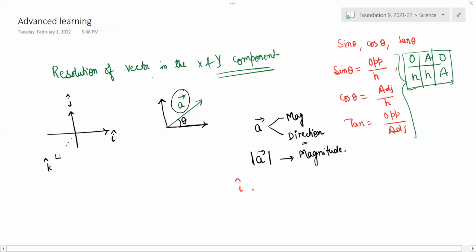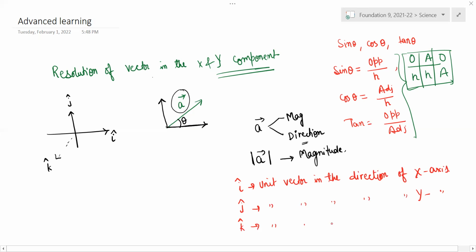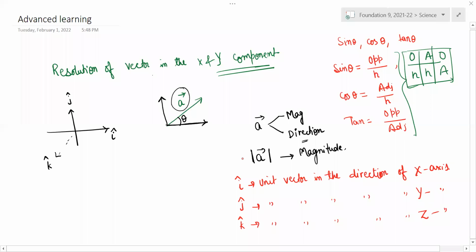i cap is the unit vector in the direction of, tell me. The x-axis. Very good. j cap is what, beta? Y-axis. Unit vector, okay? Please remember. And k cap is? Z-axis. Z axis. Okay. So something we have to understand further.